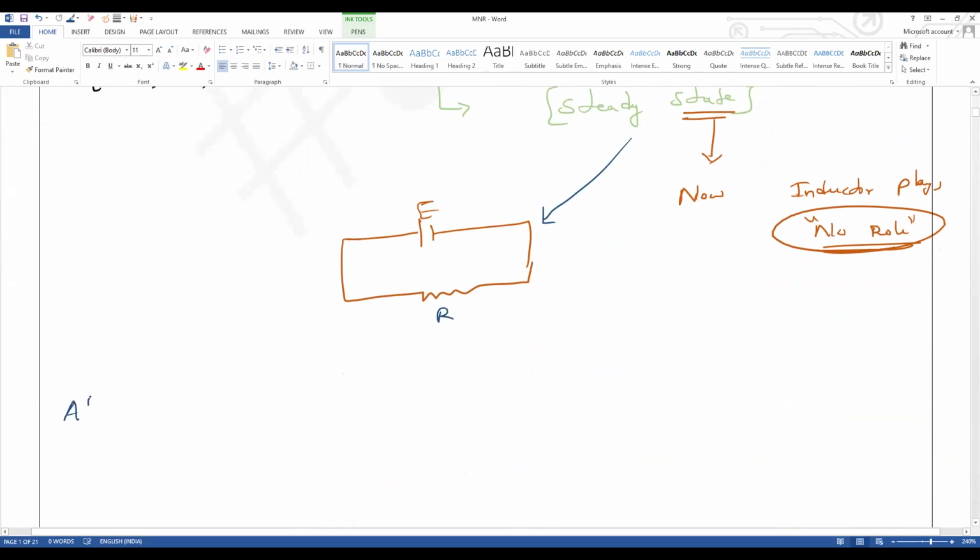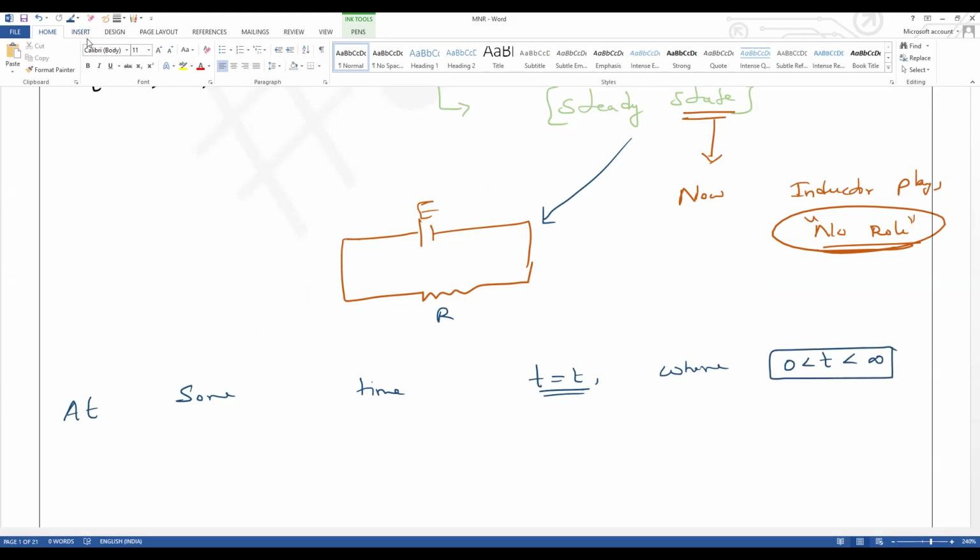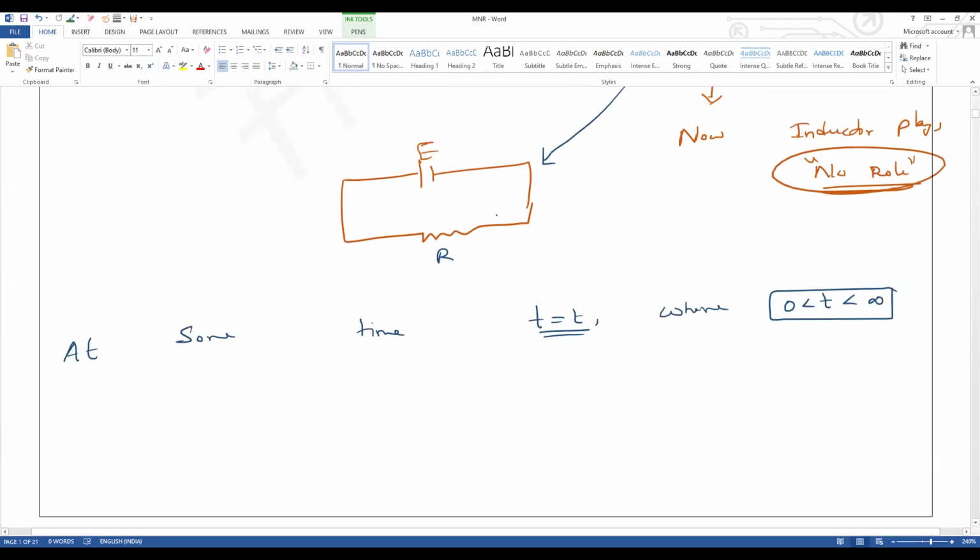So the inductor only has some role at some intermediate time, where t equals t. Do you all understand? Where does t vary from 0 to? What is the range of time? 0 to infinity. So when t equals t, what is I? I equals 0, or I equals maximum, or I equals I? When t equals t, I equals I.